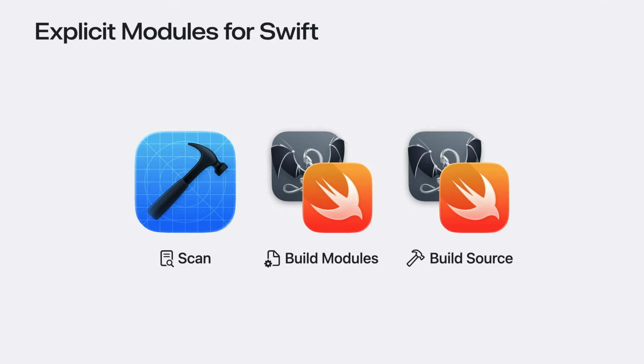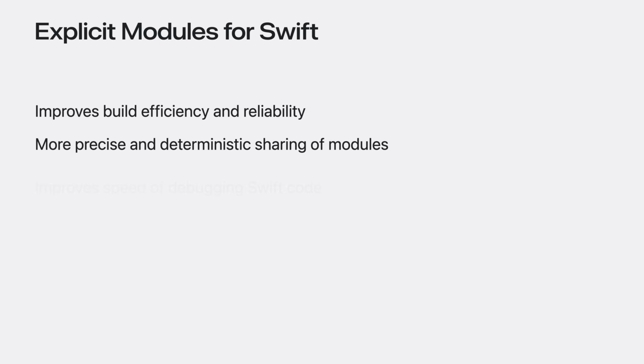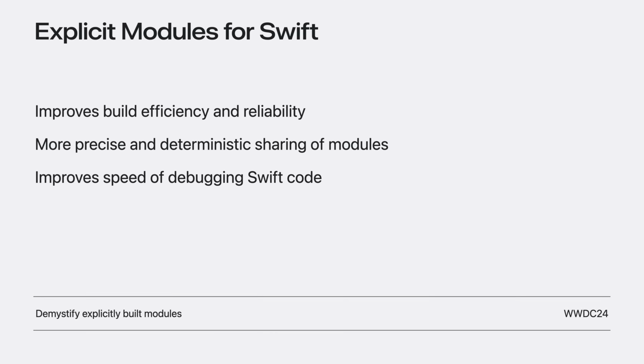This separation gives the build system better control of module build tasks to optimize the build pipeline. Building explicit modules improves build efficiency and reliability with more precise and deterministic sharing of modules. It also improves the speed of debugging Swift code, as the debugger can reuse the already built modules. For more information, refer to Demystify Explicitly Built Modules.